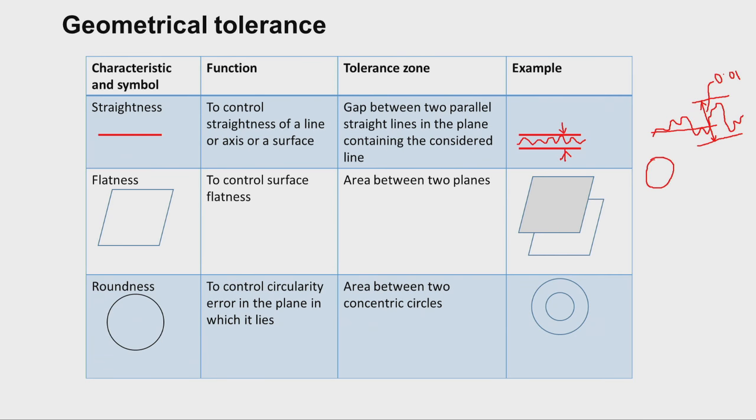So now the symbol used for specifying this. Say we have a cylinder like this and we will be having so many generators, and we want the straightness of this should not exceed say 0.03. So we have to specify like this. The straightness symbol is a short line, and then we have to specify the value, whether it is 0.01 millimeter or 0.02 millimeter. That value is the tolerance value, and this is the feature, straightness. Like this we specify the straightness.